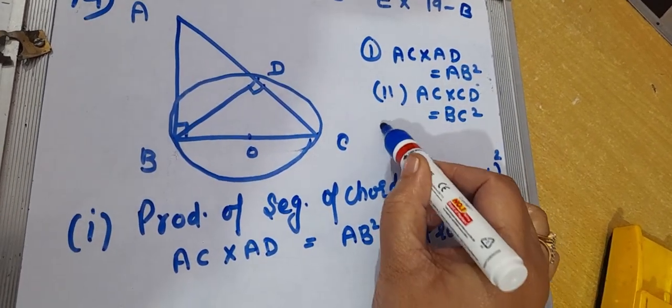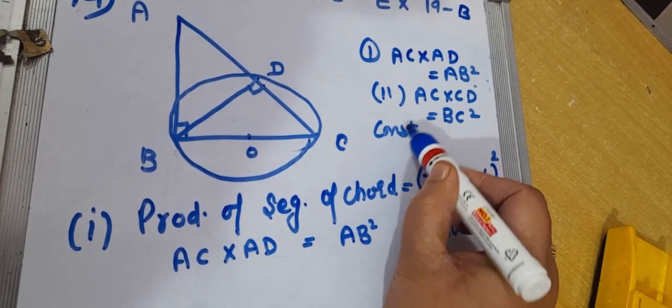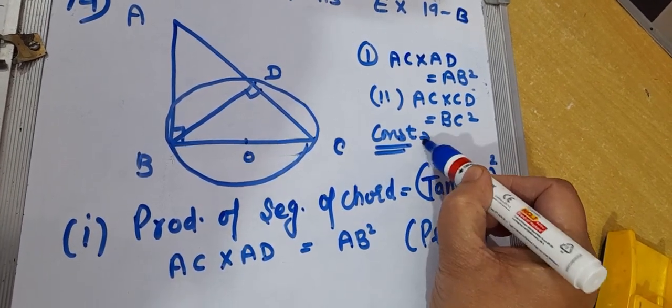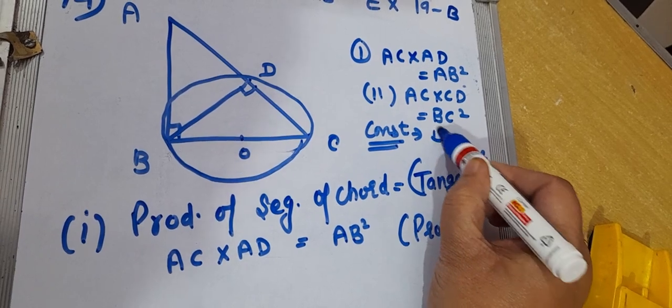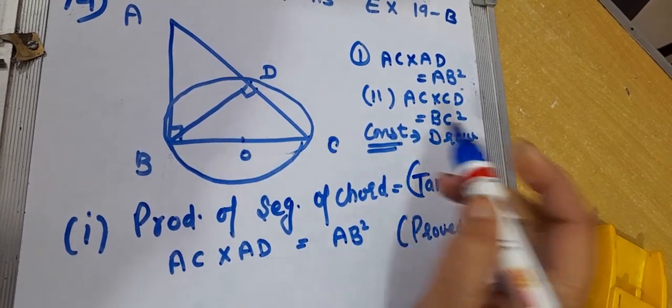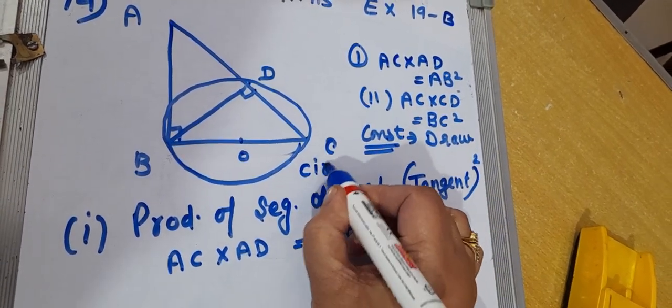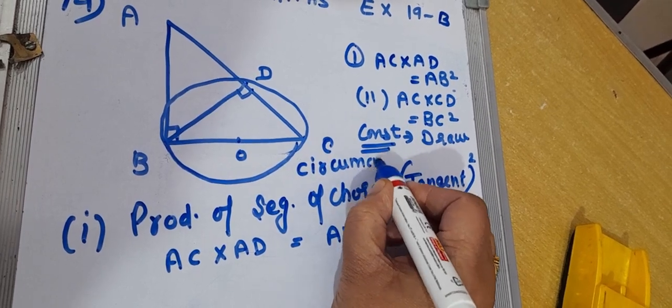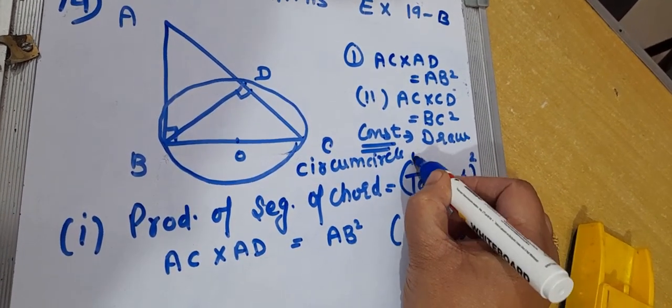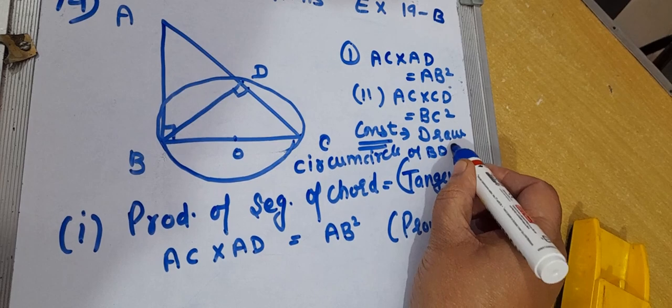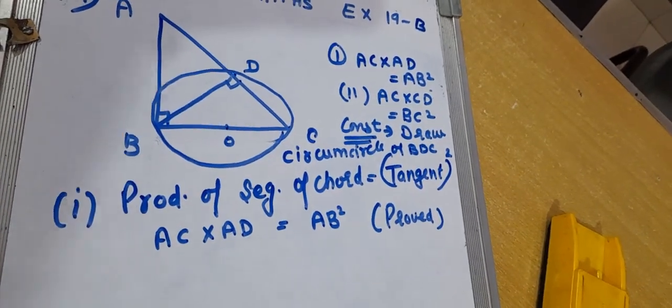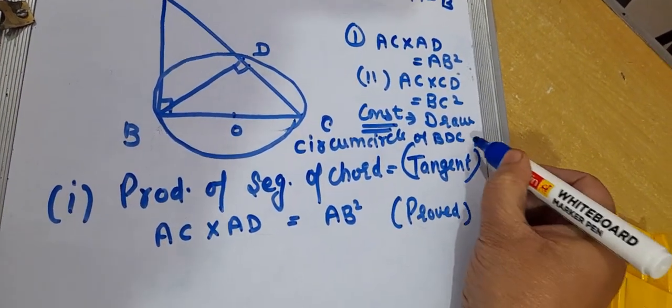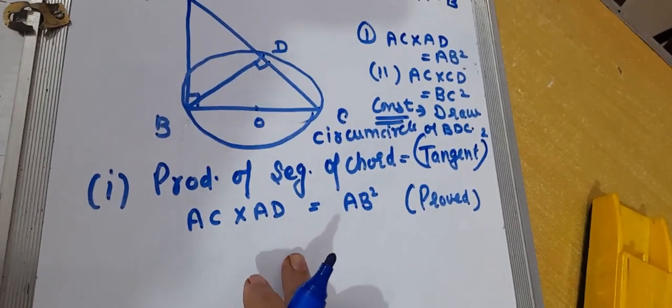Students, you need to write here the construction. I omitted to write it. Draw the circumcircle of triangle BDC. So the first property I have proved.